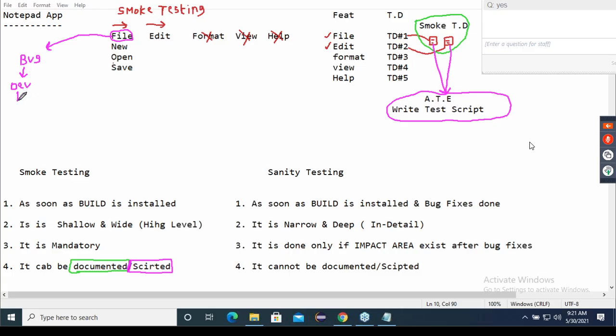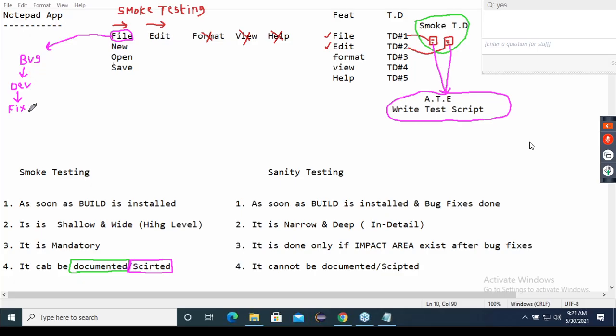Developer is going to fix this bug. In which build? Obviously, I'm talking about the normal process. Fix this bug in which build? You should never say next build. That depends on the priority. Next build or next upcoming build, he's going to fix it.